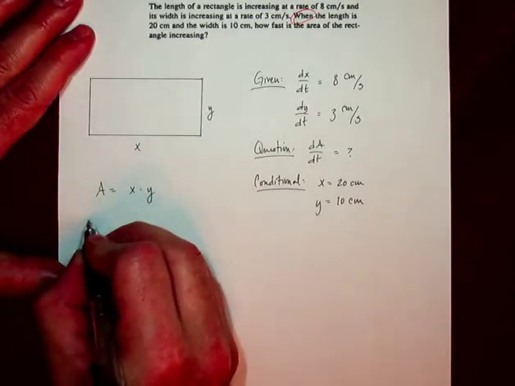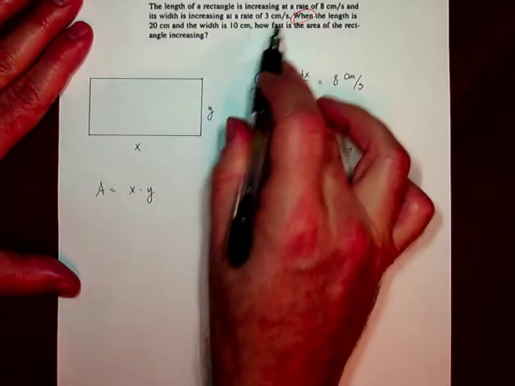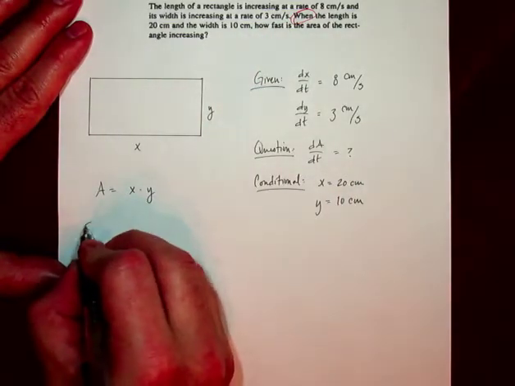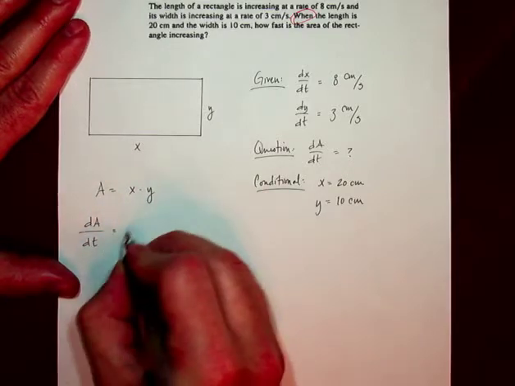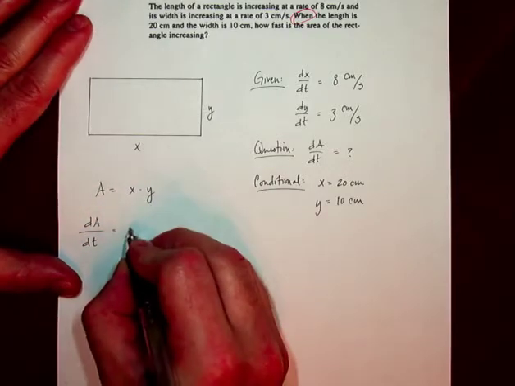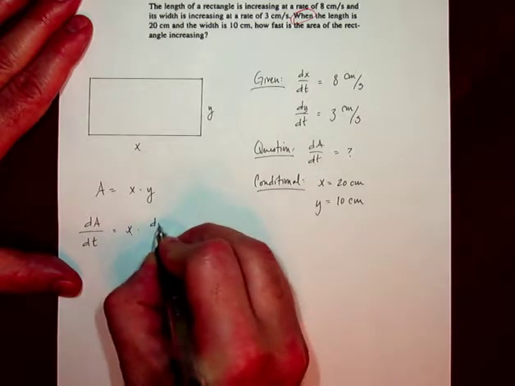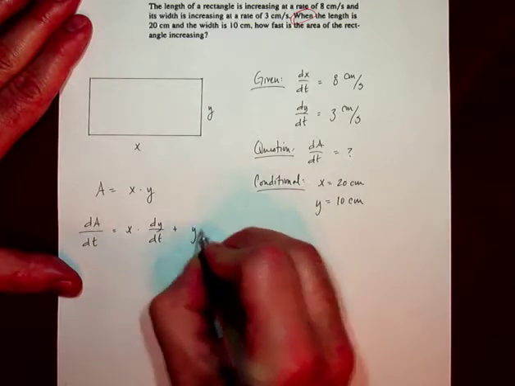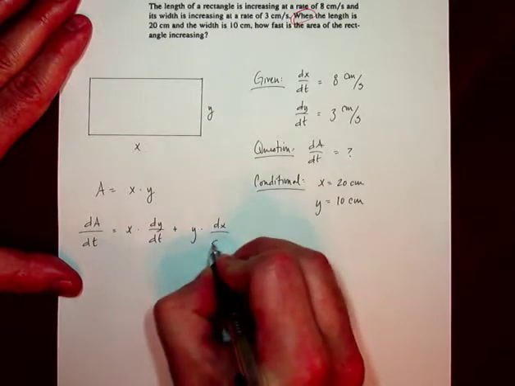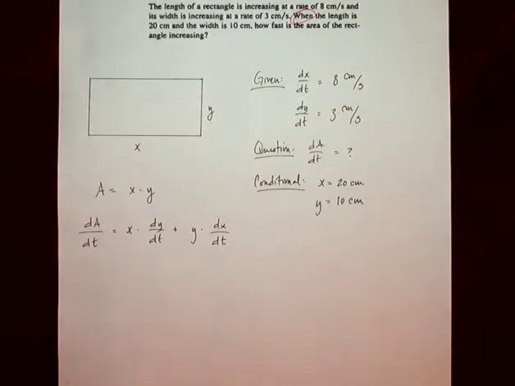We're going to differentiate with respect to t, always, always, always, because we're dealing with per second. So how fast does the area change with respect to t? Here I have to do the product rule. So it's the first times the derivative of the second plus the second times the derivative of the first. And it really is that simple.